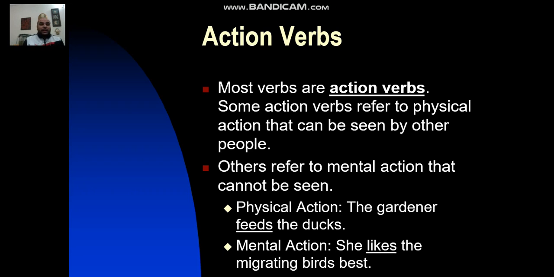She likes migrating birds best. Someone is going to say, but teacher, to like does not happen in my mind. It happens in my heart. Here it's a language, my boy. It doesn't believe in feelings. It only believes in your brain, in your mental abilities. When you like something, when you prefer something, it's a decision taken by your brain. So it's a mental action.